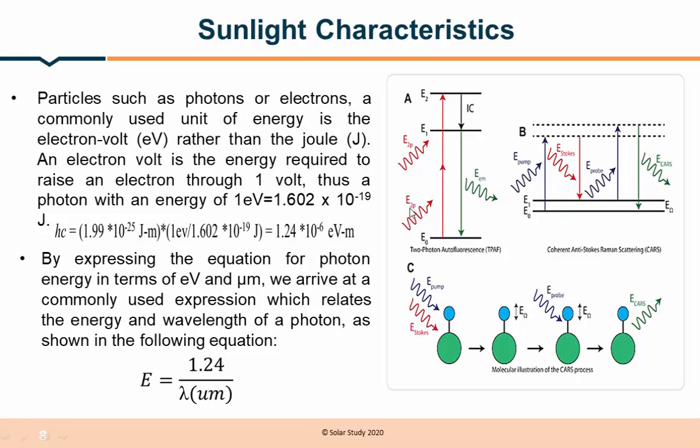So you can see the image. As the photon is incident, it goes to the higher energy state. Then it comes from the higher energy state to the lower energy. At that time it will emit some energy, that is in the form of electrical energy. There are many ways to achieve this, like two-photon autofluorescence and coherent anti-Stokes and so on.